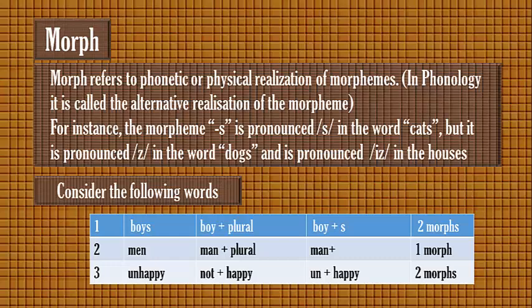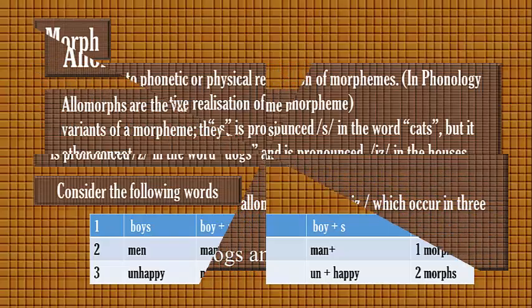And the same is the case with the word in the third row, unhappy. Not plus happy are two morphemes. Not has been represented by un, and happy is present itself. So there are two morphs in this case too.